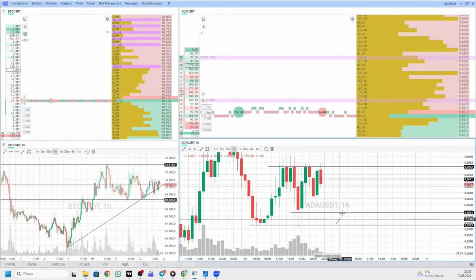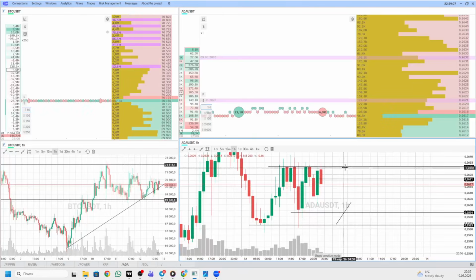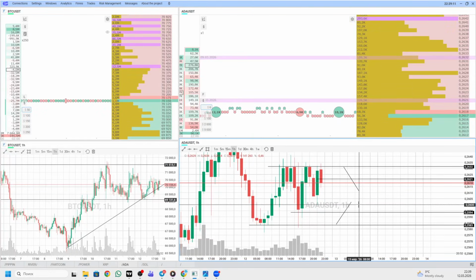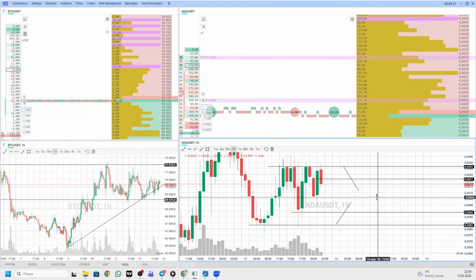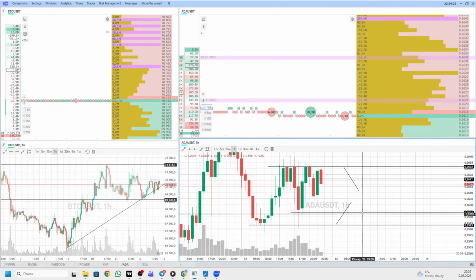Here we will go up, and here we will go down. So this is for short, this is for long, these two areas. Okay, so as I say, if you are going down, you measure downward. If you're going up, you measure upward. All levels you mark only on the 1 hour chart.